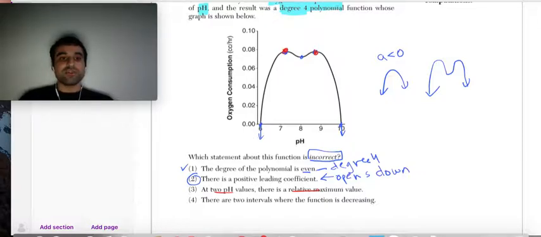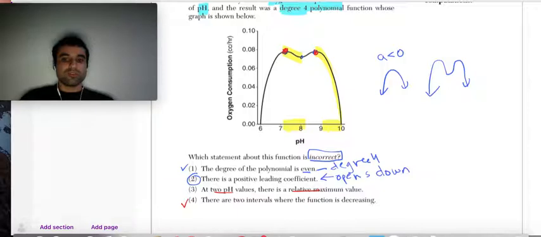And then finally, there are two intervals where it's decreasing. Anytime you hit a relative maximum, so let me erase this. There are two intervals where it's decreasing. I'll highlight it in yellow. It's decreasing on this interval from about when x equals 7 to about 8. So this is the interval in terms of pH. Then it increases till it reaches the absolute maximum, and then it decreases until the pH is 10, so between about 9 to 10. So yes, there are two intervals where the function is decreasing, so that's also correct.